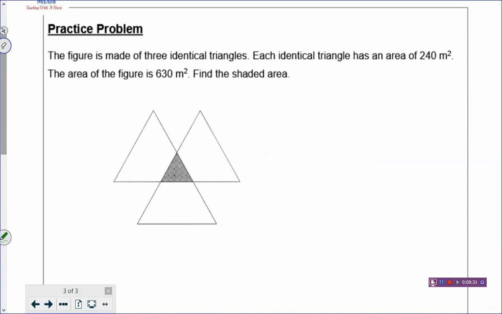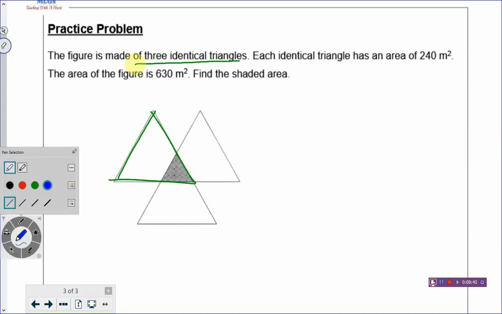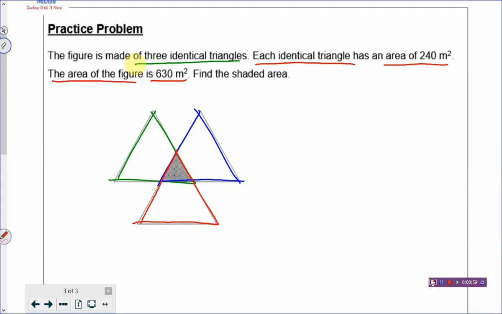Okay, so have you solved the problem? Let's read. The figure is made of 3 identical triangles. So where are the 3 identical triangles? You have one triangle here, which is the green color, and then another blue color triangle, which is here, and then another triangle, which is here. Each identical triangle has an area of 240 meters square, and the area of the whole figure is 630 meters square.